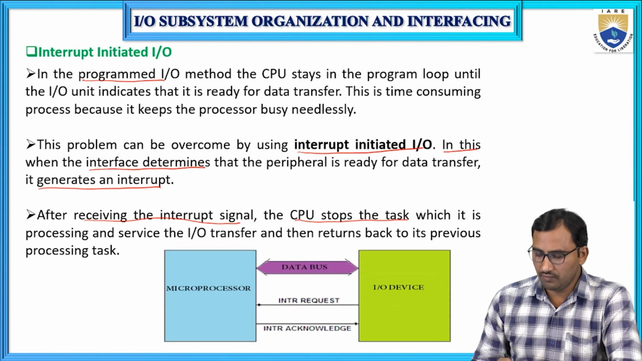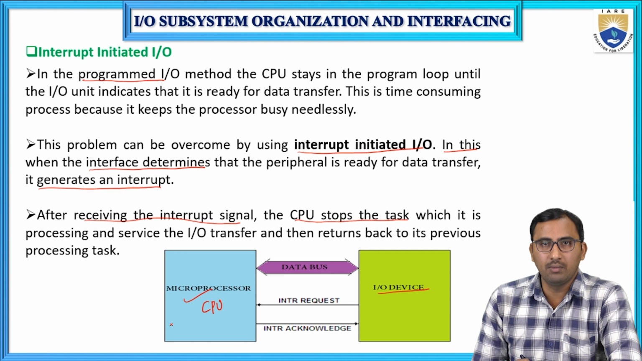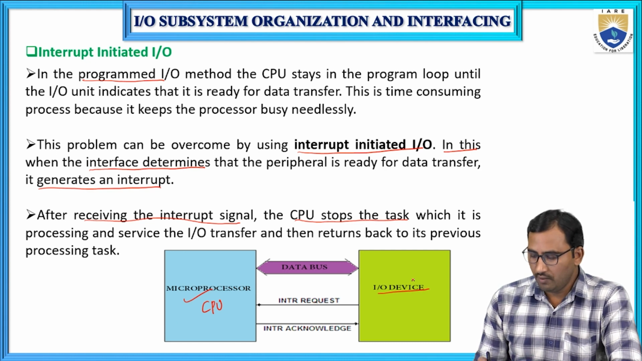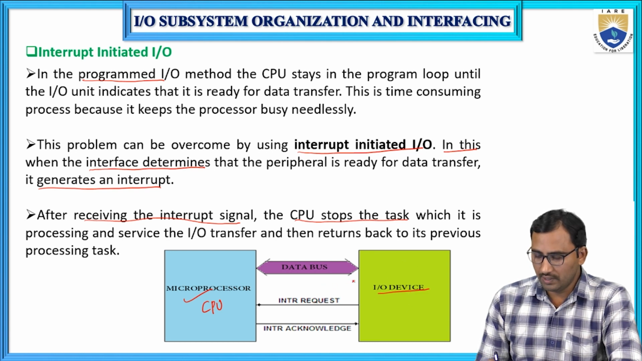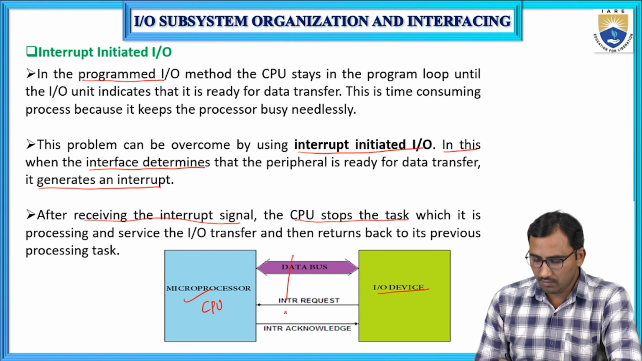You can understand with a diagram. This is an I/O device, and here it is a CPU. Microprocessor is nothing but a CPU. Whenever the I/O device is ready to transfer the data, it will send an interrupt signal to the interface circuit. In between the I/O device and the CPU, we are using some interface circuit.